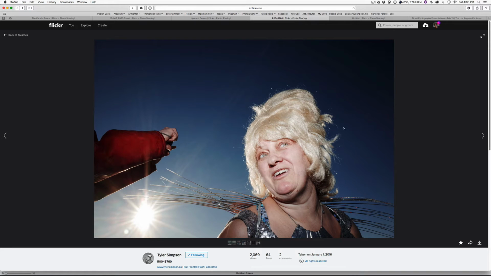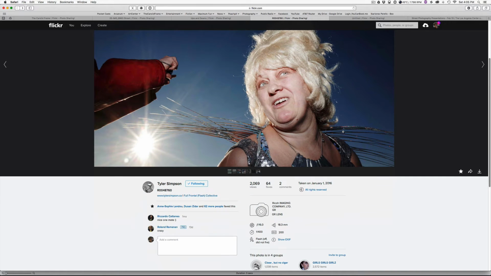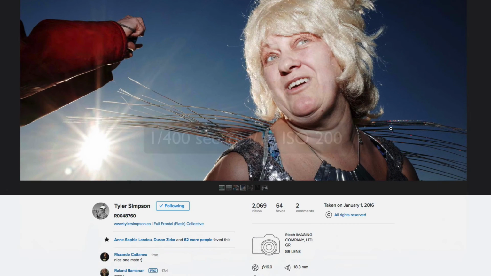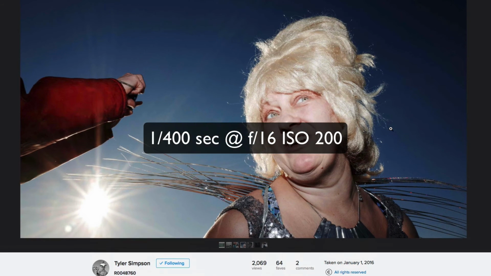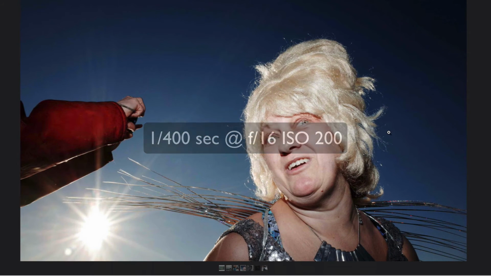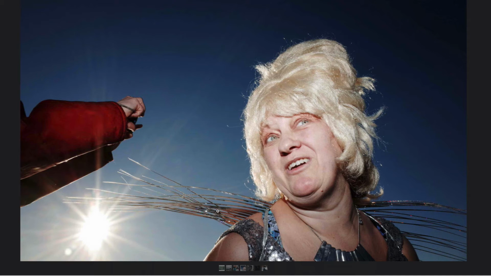Now, here's a shot by Tyler Simpson, shot with a Ricoh GR at 1/400th of a second, f16, ISO 200. Now, we have this person here who's costumed with his wig, with his outfit that looks like little wings behind them. And we have this hand jutting out from the left. And I have no idea whether this has anything to do with this. I suspect that it probably didn't. It looks like this was probably some fair, some event where people were costumed and dressed up.